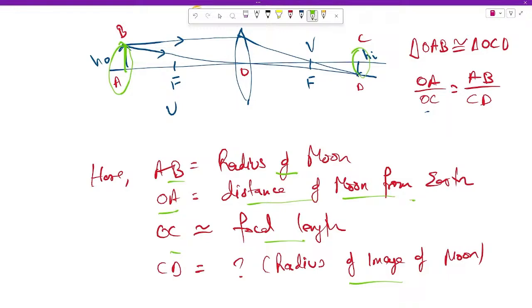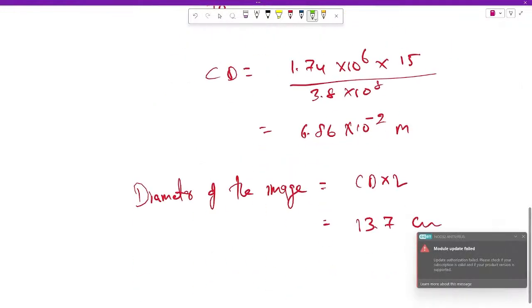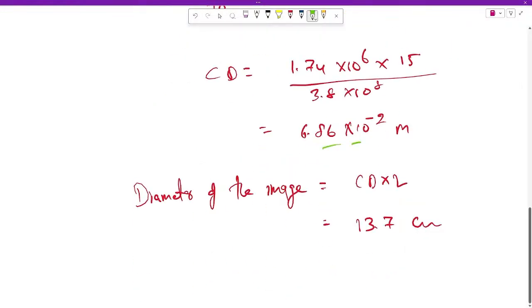So we can assume like this condition, and from the property of the similar triangles, using this ratio, we can easily calculate the value of CD, that is unknown over here, that is the radius of the image of the moon. So substituting the values, we will get a value of 6.86 into 10 to the power minus 2 meter. So we can easily calculate the diameter of the moon now. So diameter of the moon would be equal to 2 times CD, that is 13.7 centimeter.